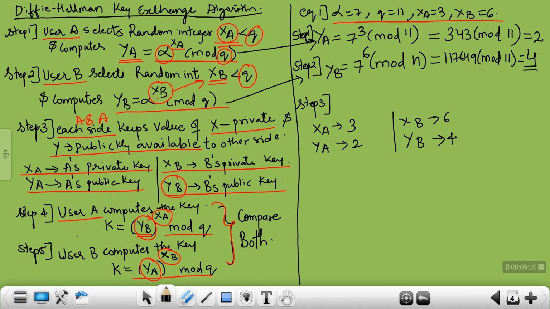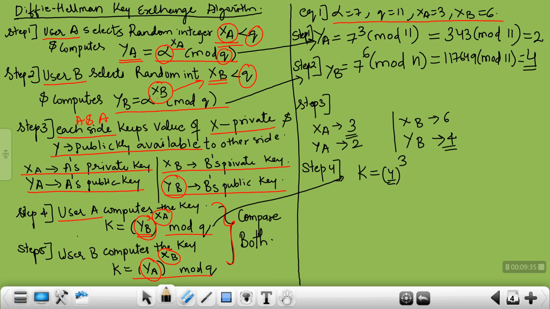So we have written step number 3. Now step number 4 is what? In step number 4, I need to calculate the key for user A. So how do we calculate the key for user A? We will replicate this formula over here. Key is nothing but YB raised to XA. YB value is given to us, we will directly take this value 4. What is XA? XA is nothing but 3.